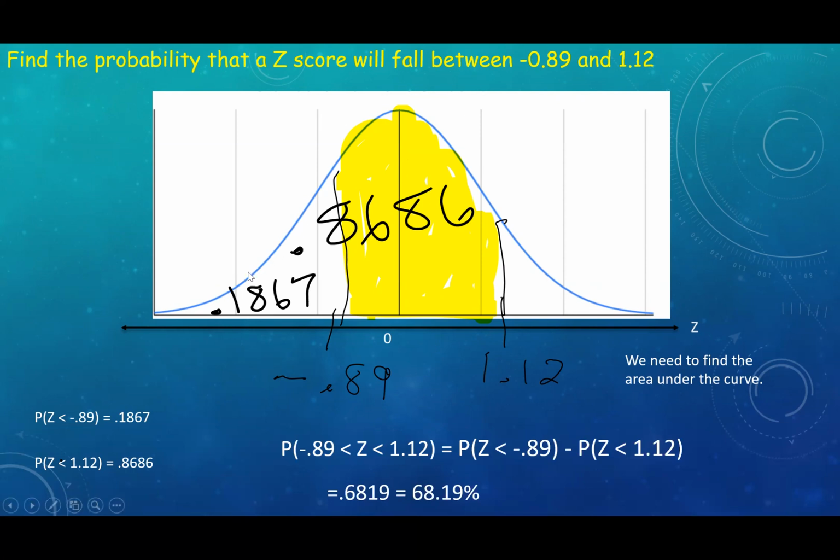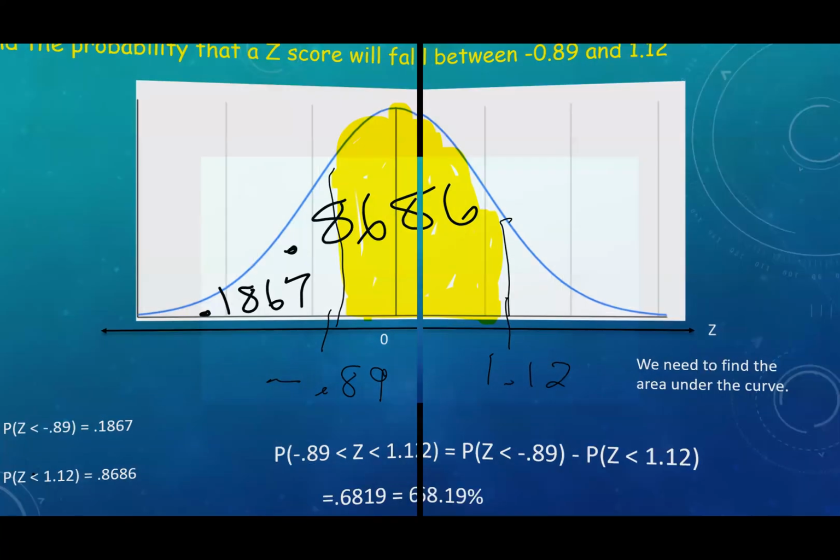So if this whole area is 100%, then this yellow area is 68.19%. So it's somewhat more than half. And it looks that way. So our answer is reasonable. All right, so this was all review from last week. And now we're ready to embark upon some new material.